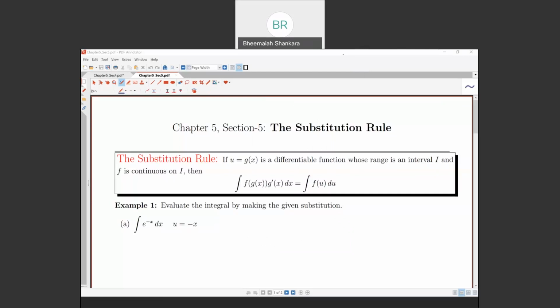We'll continue with chapter 5, section 5. This will be the last section you will learn in this course, Calculus 1. So let's learn the substitution rule.